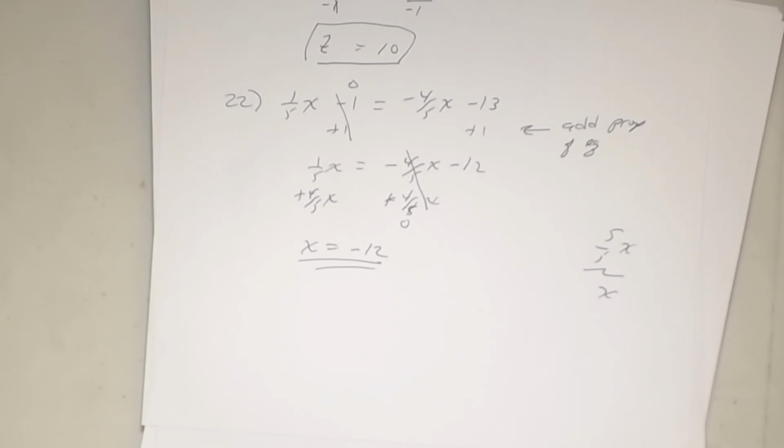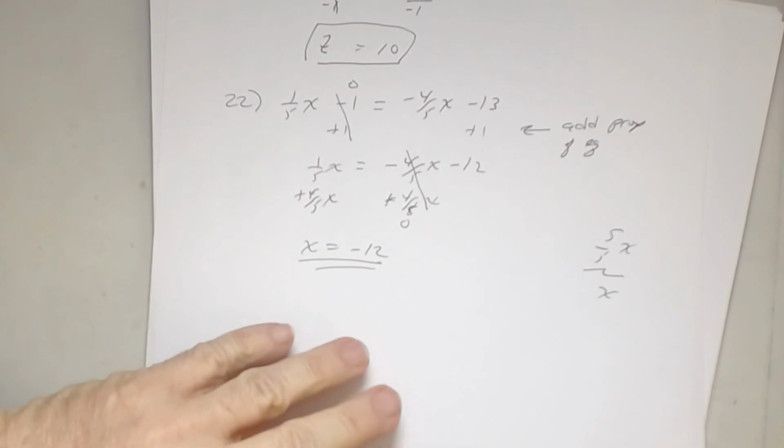Okay? Now, if you brought things to the other side, you would have gotten a negative x equal 12. Then you would have to divide both sides by negative 1. Not add 1. That's right. Not add 1. That is correct.